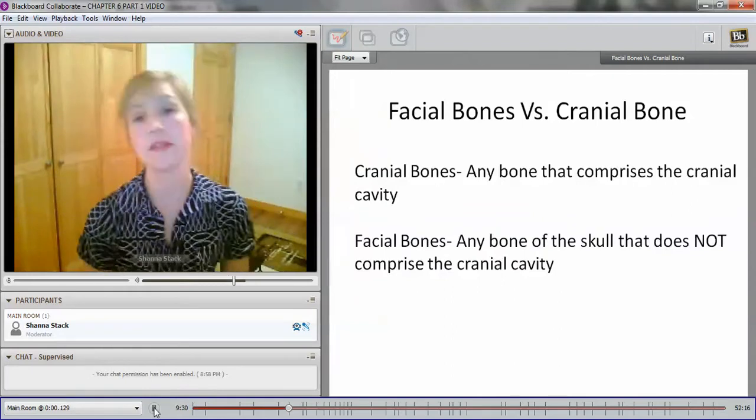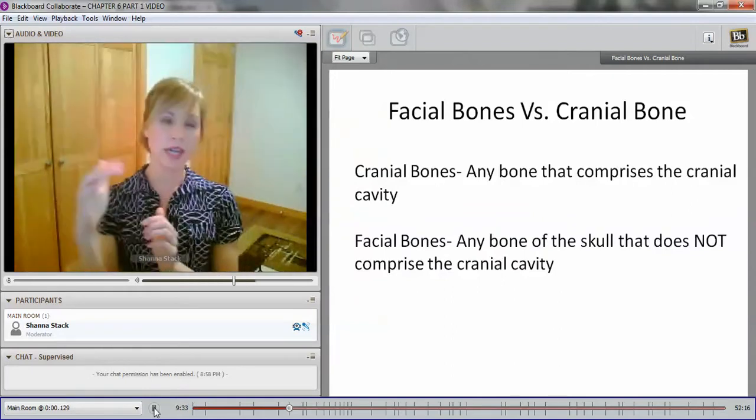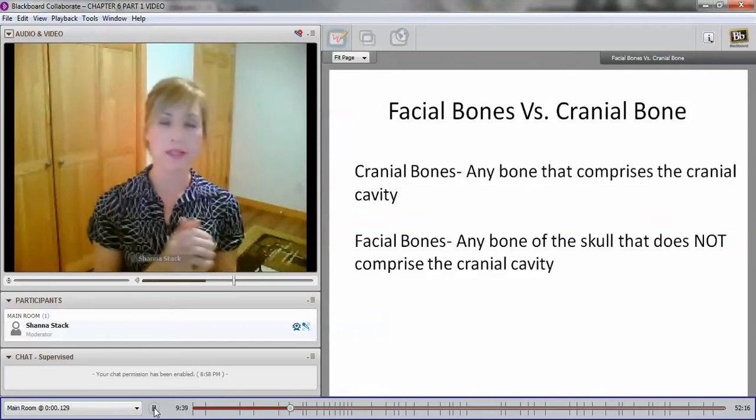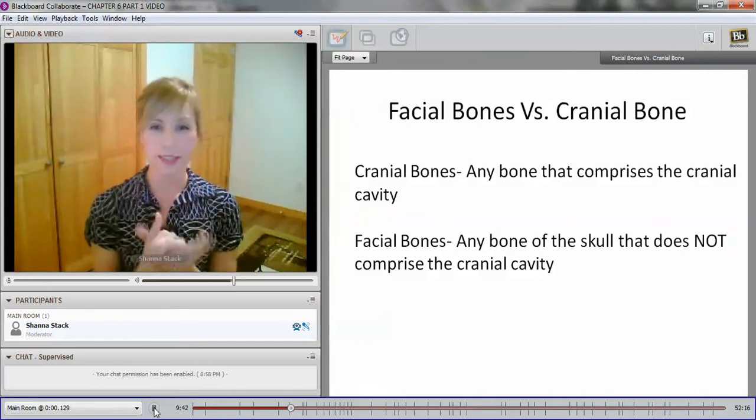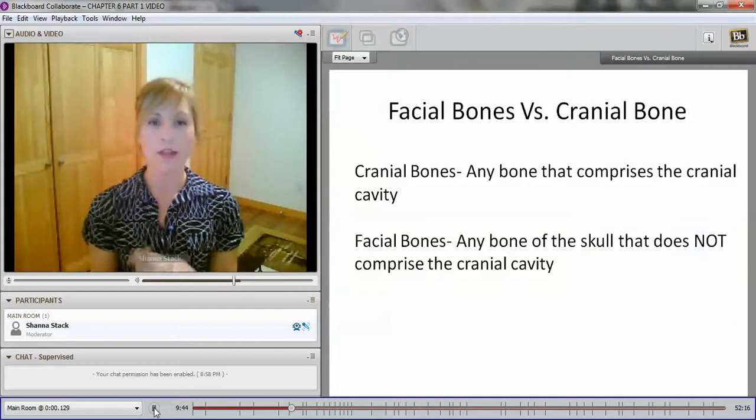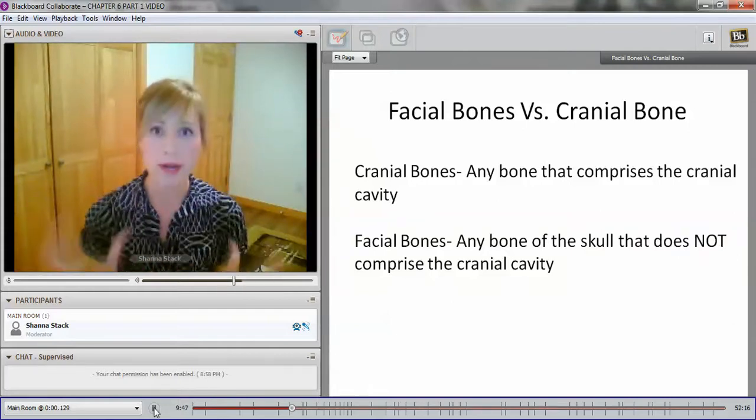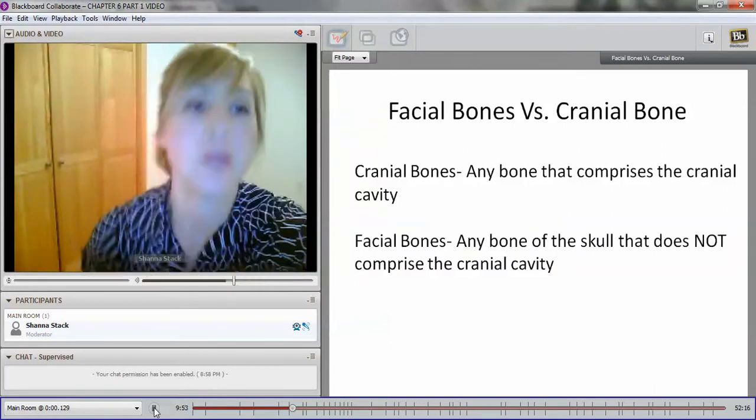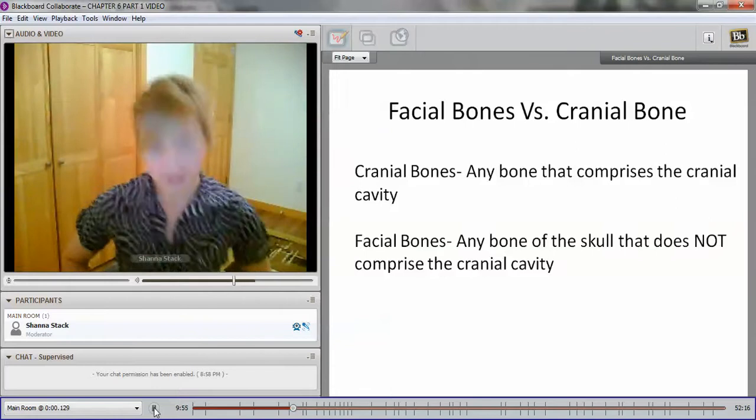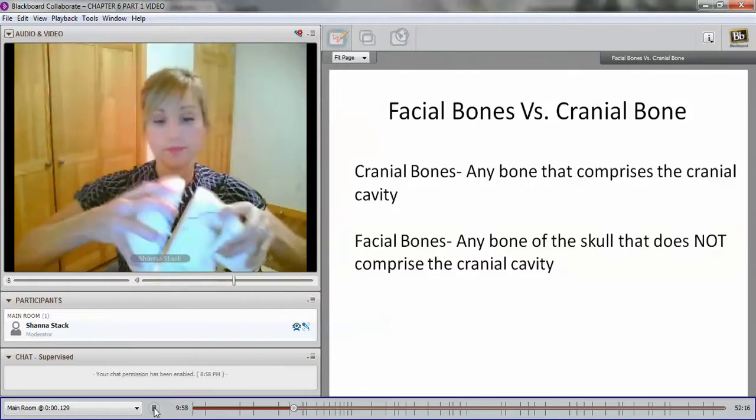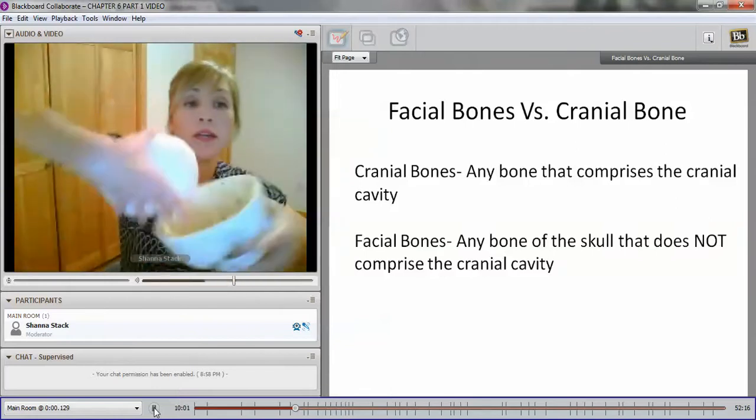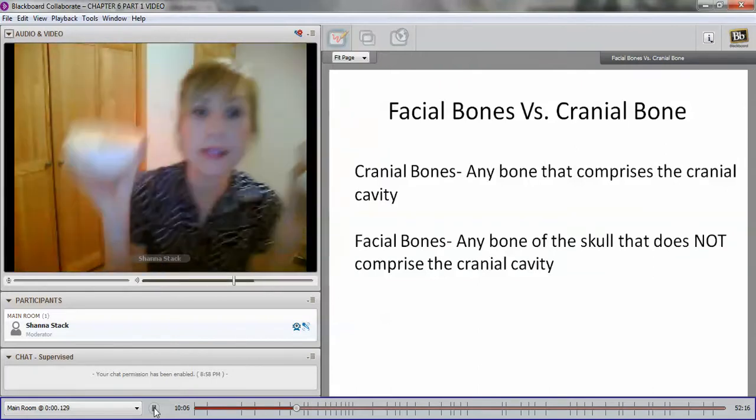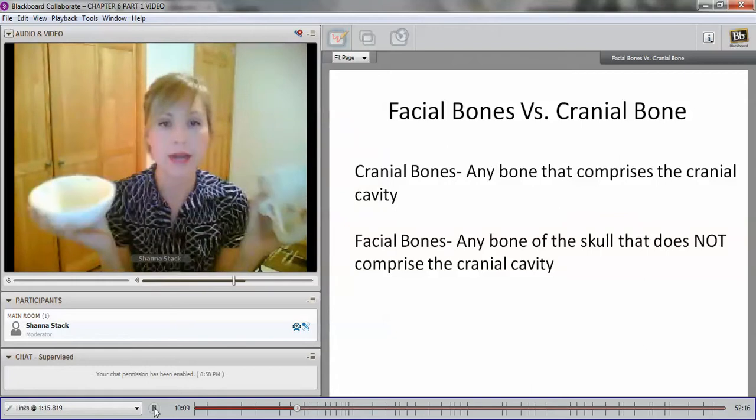All right, now we're really going to move into talking about facial bones and cranial bones and really start to break down important bony landmarks. So this is kind of when I get to the nitty-gritty of this section. Cranial bones are any bone that comprises the cranial cavity. So let me show you on my skull here. The cranial cavity houses the brain, right? So any bone in here where the brain would go, or here where the brain would go, is a cranial bone because it comprises the cranial cavity.